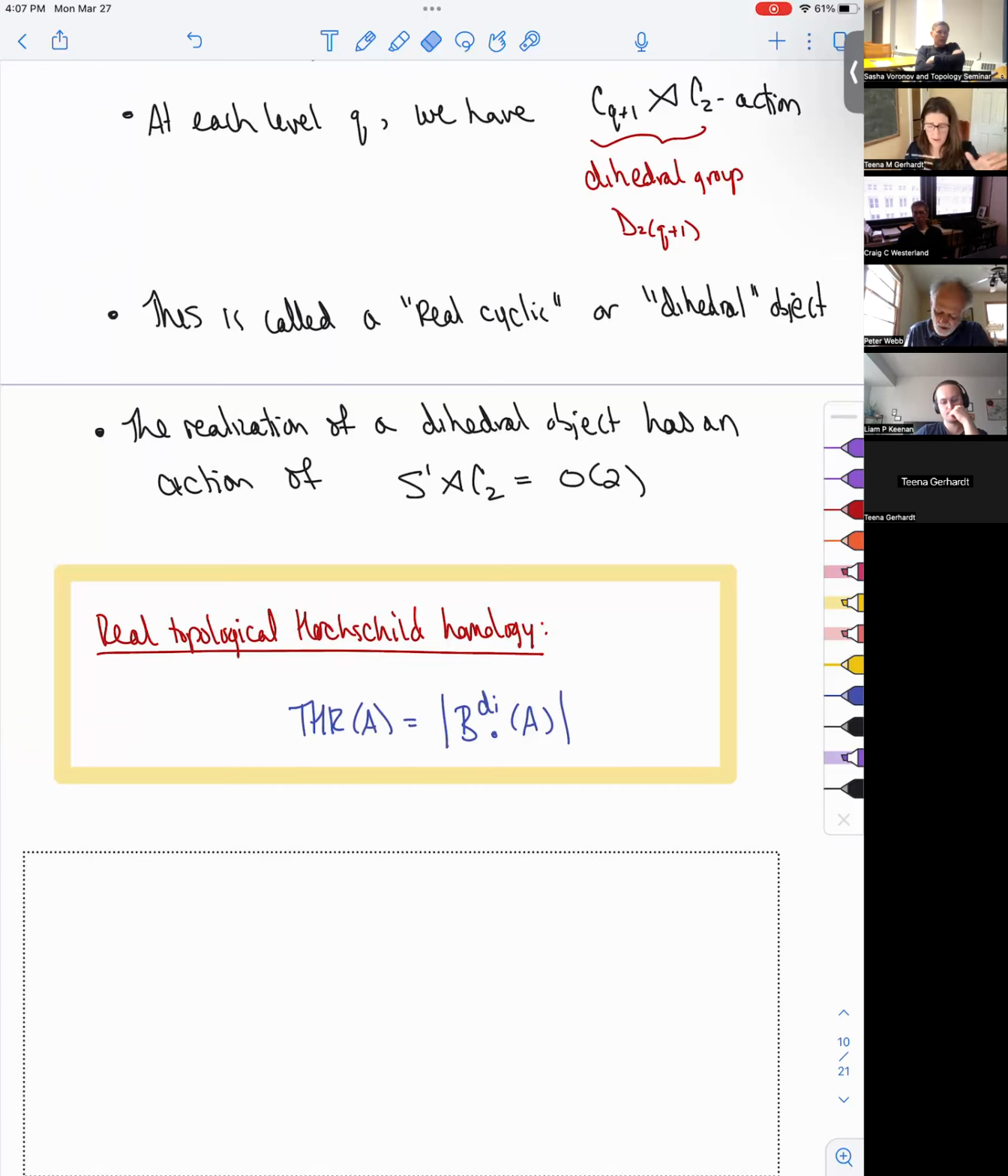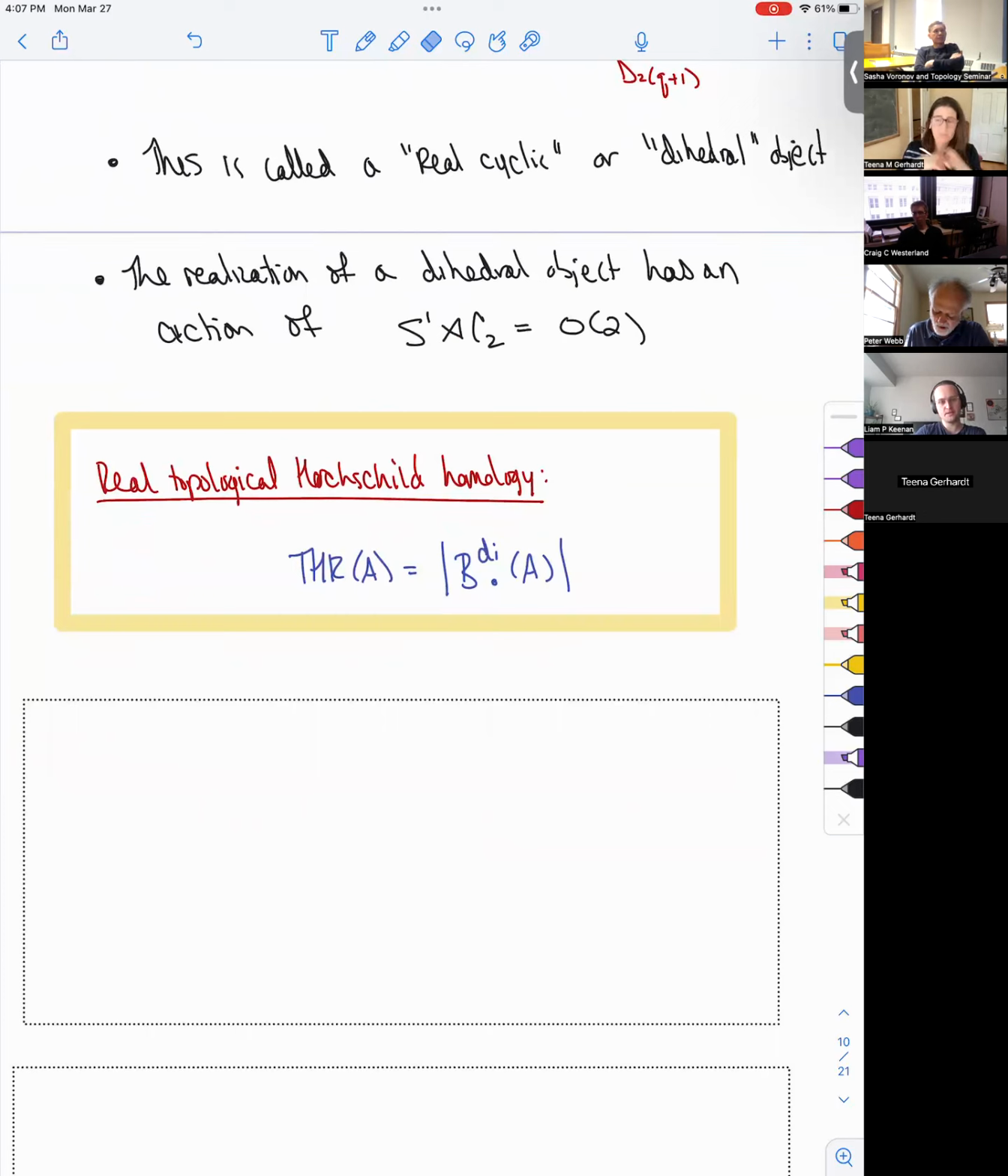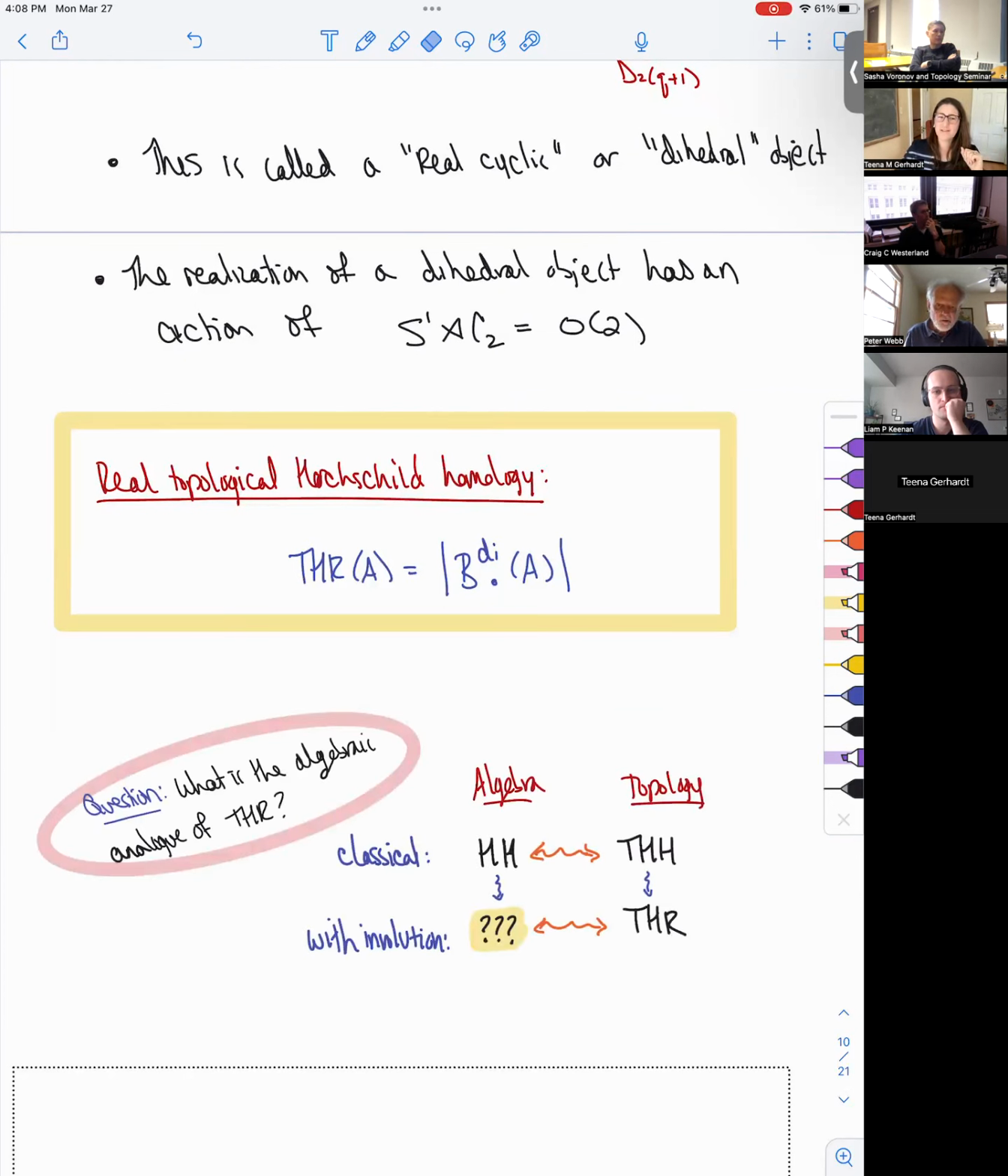Okay, so I'm finally ready to say what it is that I really want to talk about in this talk, which is the following question. What was the story in trace methods? The story was we had this algebraic theory of Hochschild homology, which wasn't quite good enough. And so we developed a topological version of it, which was THH. And now I've said in this setting of rings with involution, we have an analog of THH, which is THR. But it leaves open a very natural question, which is, what is the algebraic analog of THR?